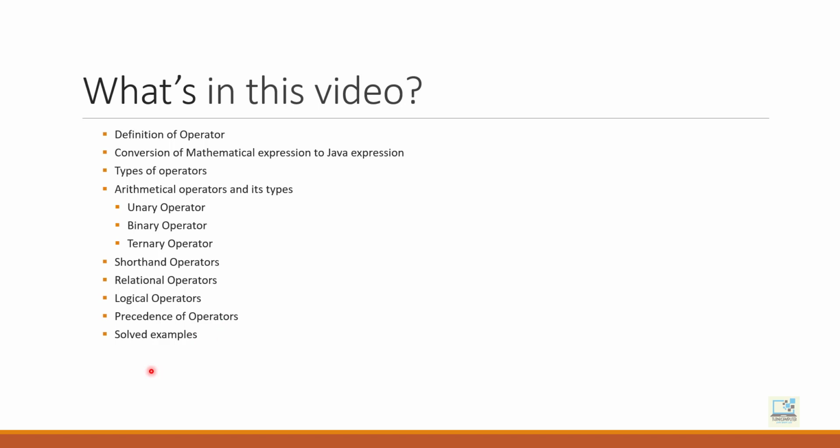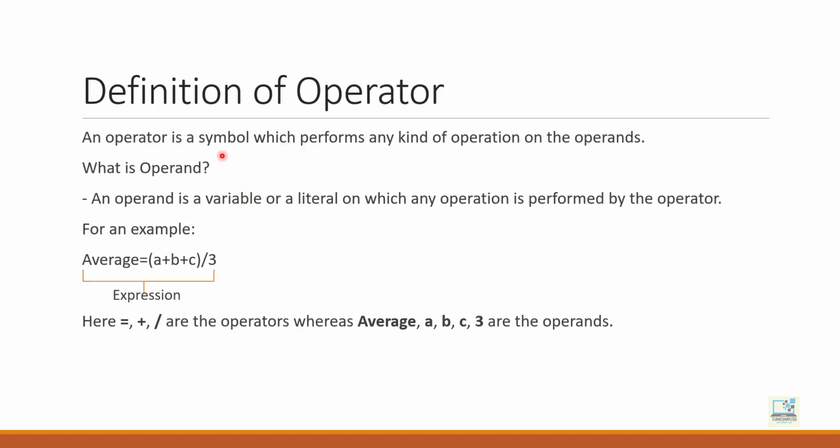So let's begin. So how can we define operator? We can say that an operator is a symbol which performs any kind of operation on the operands. But what is operand? An operand is a variable or a literal on which any operation is performed by the operator. For example, average is equal to a plus b plus c divided by 3.